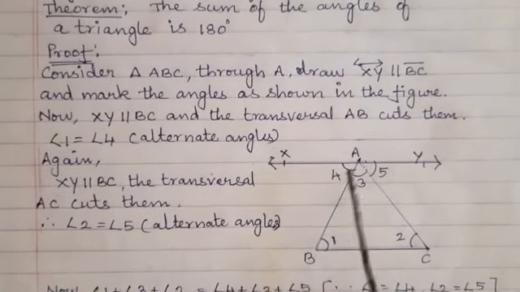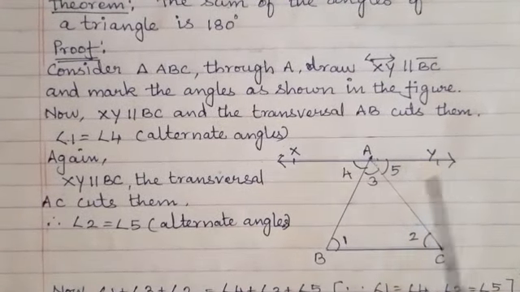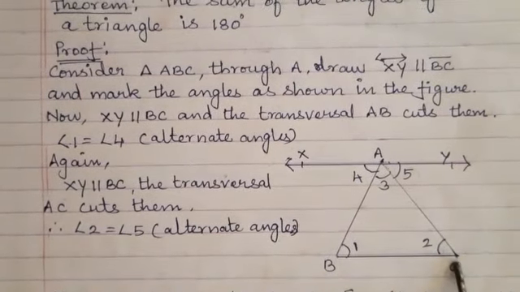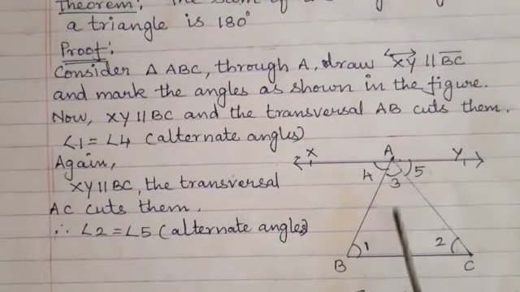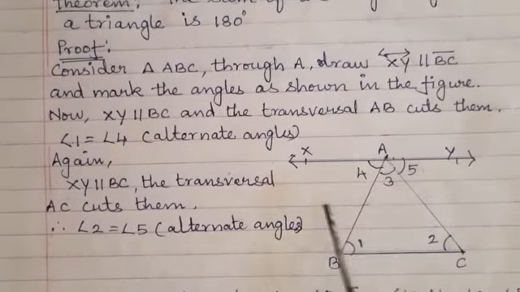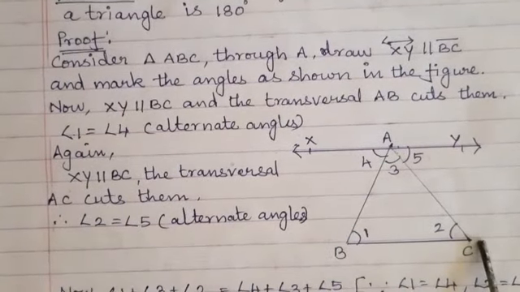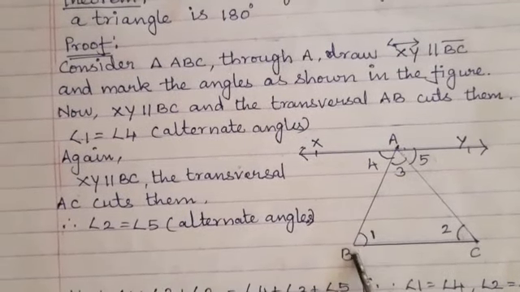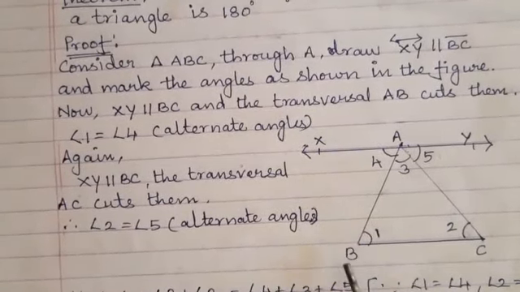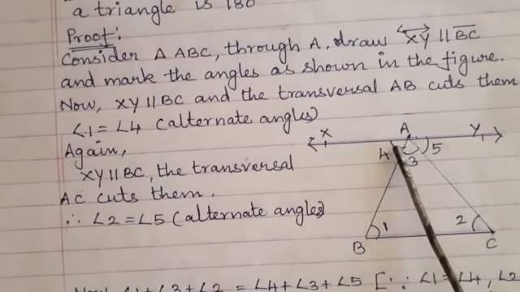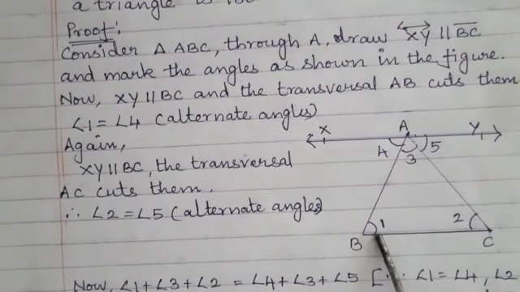Proof. Consider triangle ABC. Through A, draw the line XY parallel to BC. And mark the angles: angle 1, angle 2, angle 3, and then angle 4, angle 5. Now the line XY is parallel to BC and AB is the transversal, as you studied in the parallel lines properties in the previous lesson. So angle 1 equals angle 4, that is an alternate interior angle.